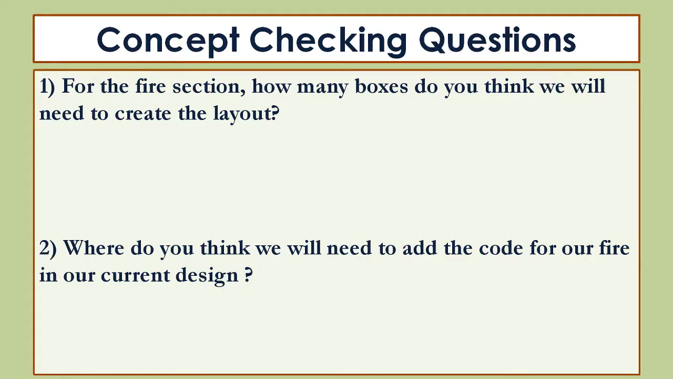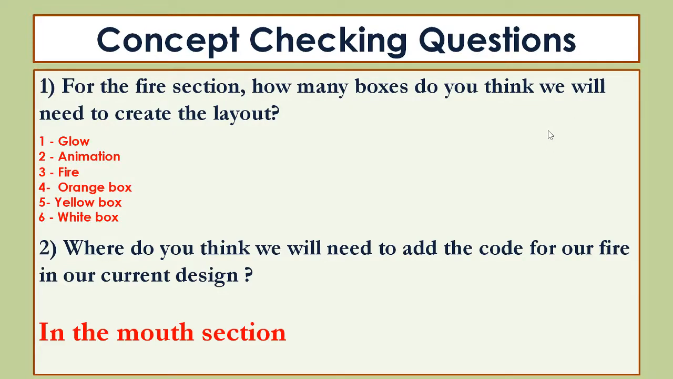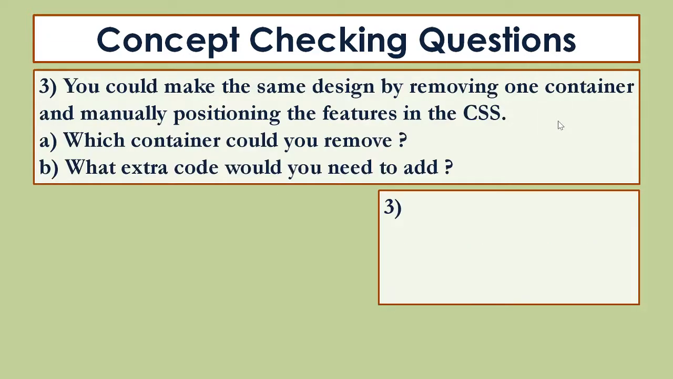The second question: where do you think we'll need to add the code for our fire in our current design? Well, it's going to be contained in the mouth section. So all the extra code will be attached to that mouth section. Now, you could make the same design by removing one container and manually positioning the features in the CSS. So did you have a think about which container you could remove?